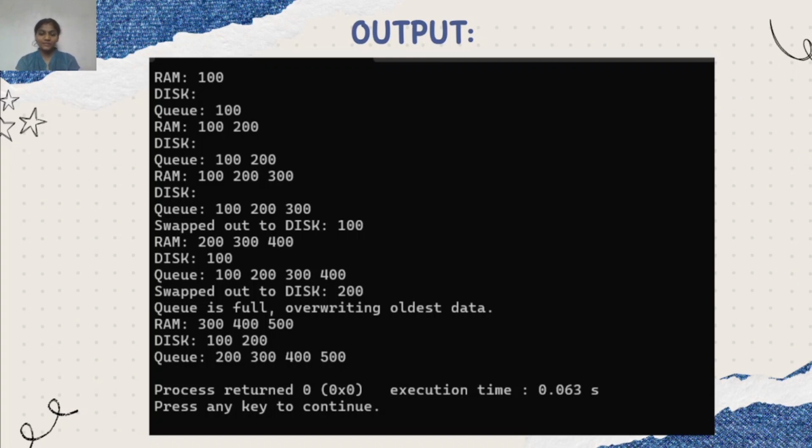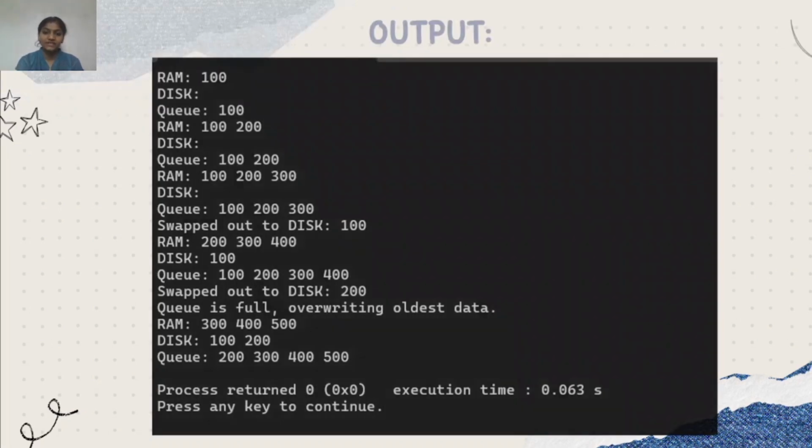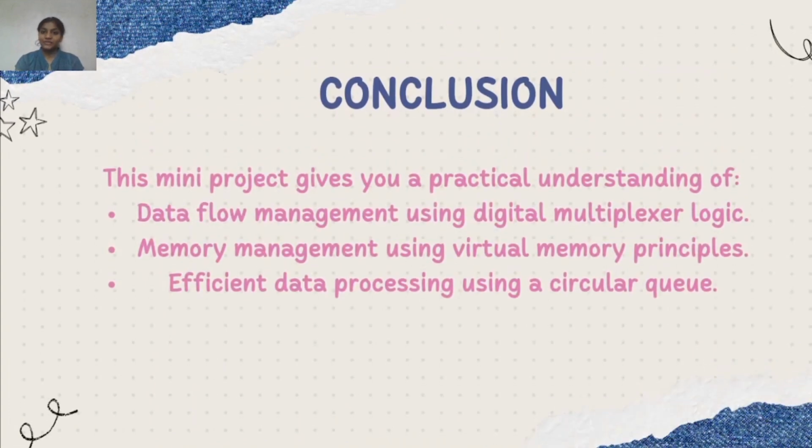So this is an implementation that demonstrates the concepts of virtual memory, data queues and dynamic memory management. So finally, coming to the conclusion of today's video, this mini project gives you a practical understanding of data flow management using digital multiplexer logic, memory management using virtual memory principles, and efficient data processing using a circular queue.